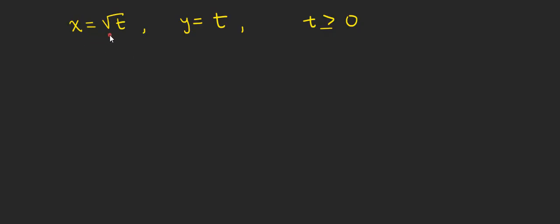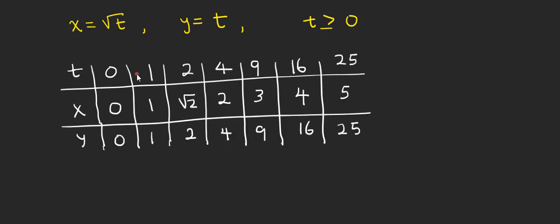So let's say you've got x equals radical t and y is equal to t, when t is greater than or equal to 0. So when you make a table, I made a table by creating t, x, and y. And when t is equal to 0, when you plug in the t values to x and y, you're going to get 0 and 0. And when t is equal to 1, you get x equals 1 and y equals 1, and so forth. Notice, you could go on and on, but these are the values.